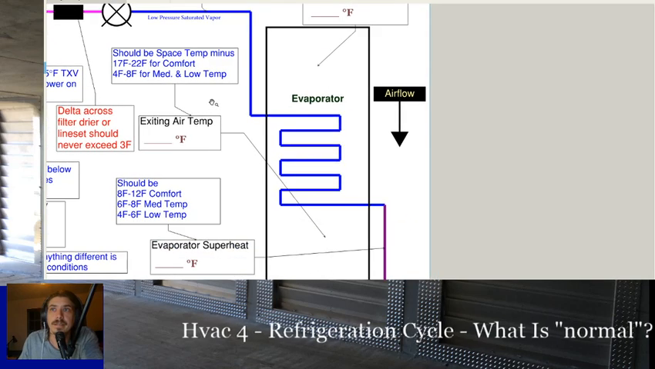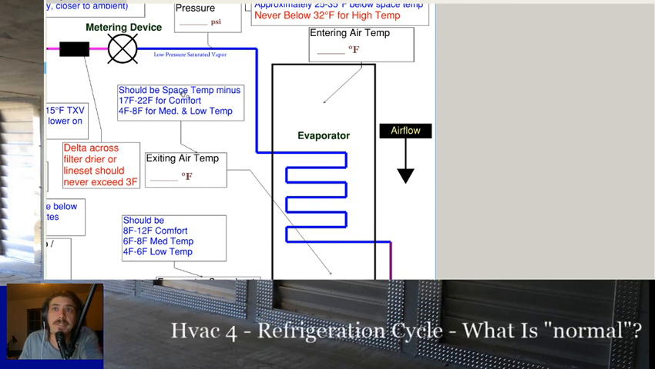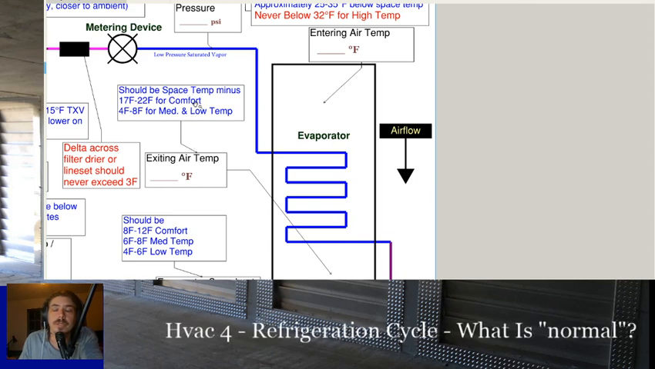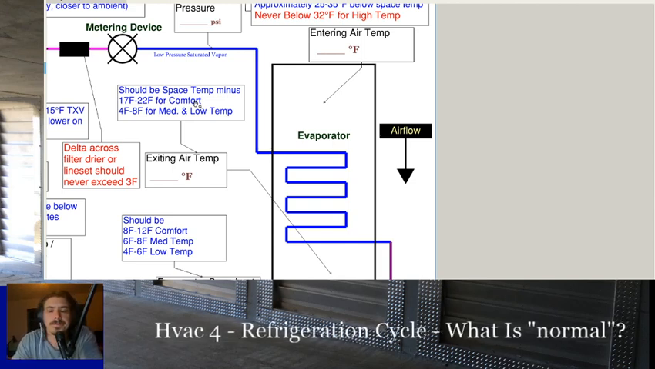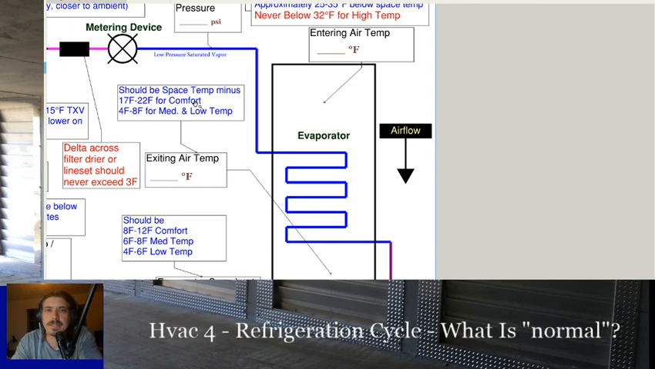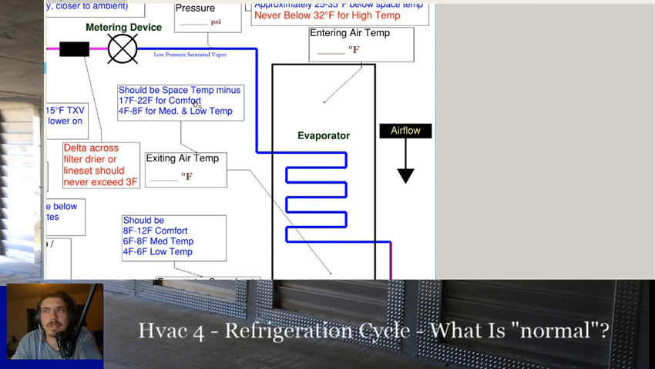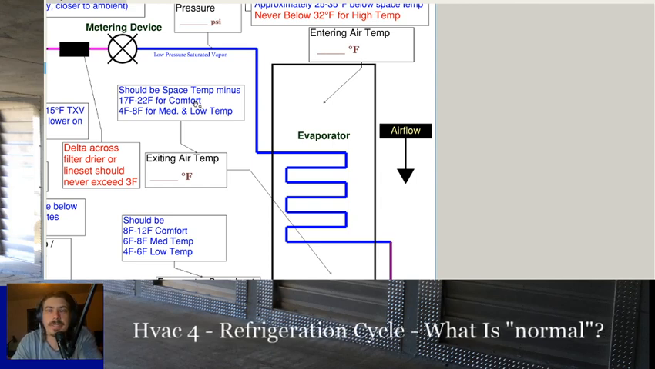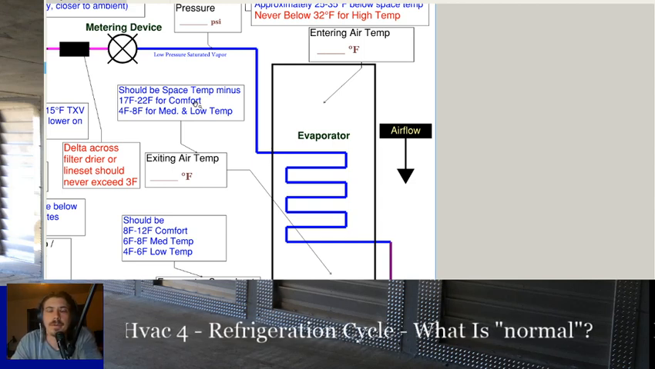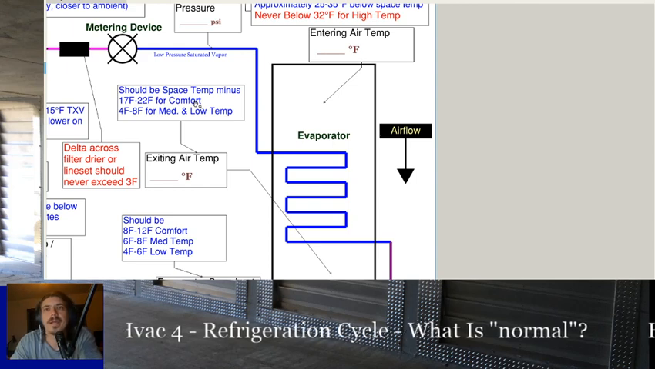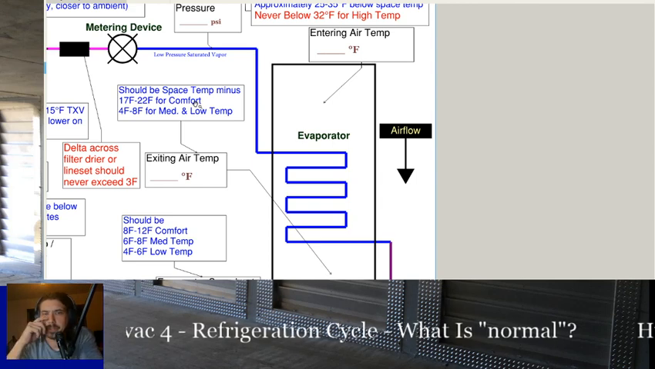The exiting air temp is going to be space temp minus 17 to 22 degrees for comfort. So again, we say 20-degree delta T is normal. Really, when we get into designing systems, we'll find out that 17 to 21 degrees is normal. It used to be that they said 18 to 22 degrees is normal. So we just expand that and say, okay, anything between 17 to 22 is pretty close. Ideally, it's a 20 degree delta.